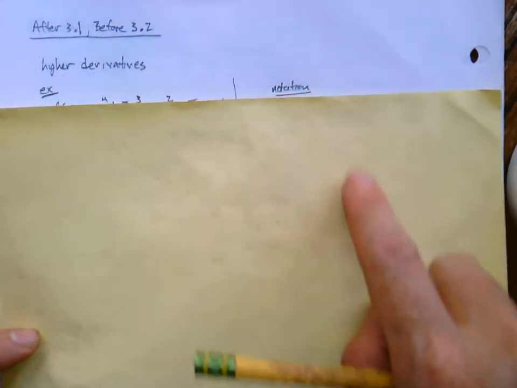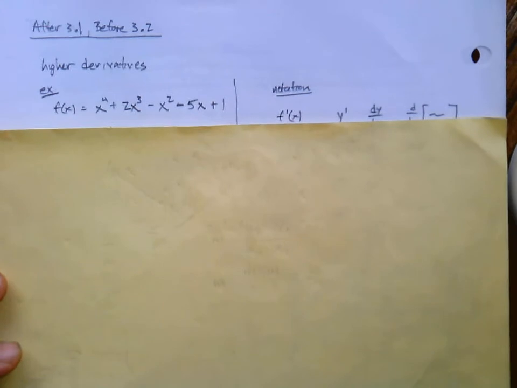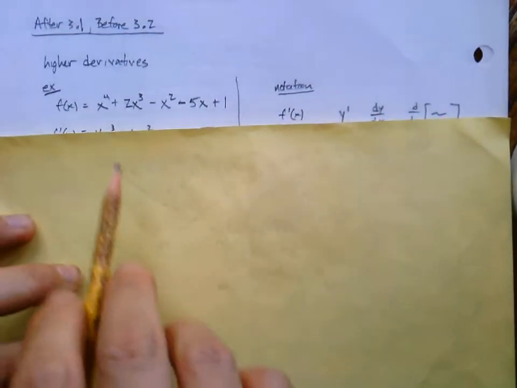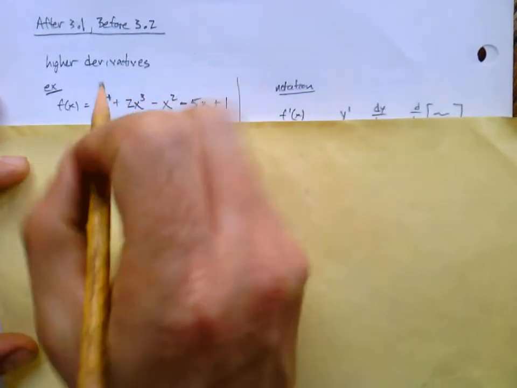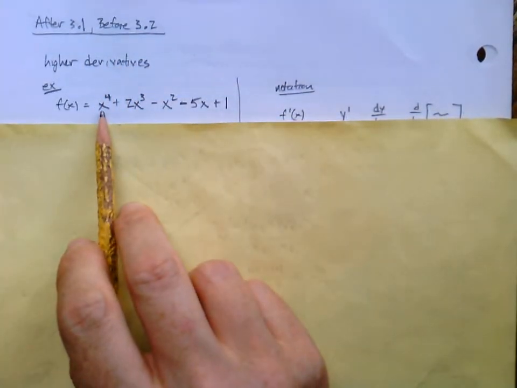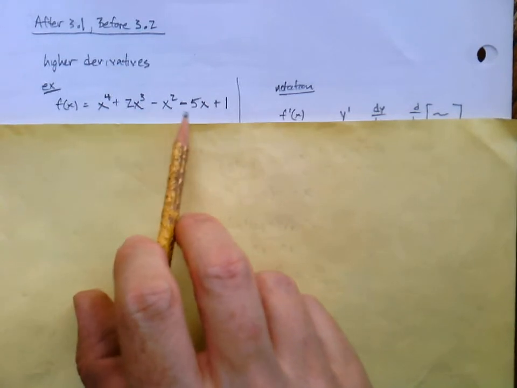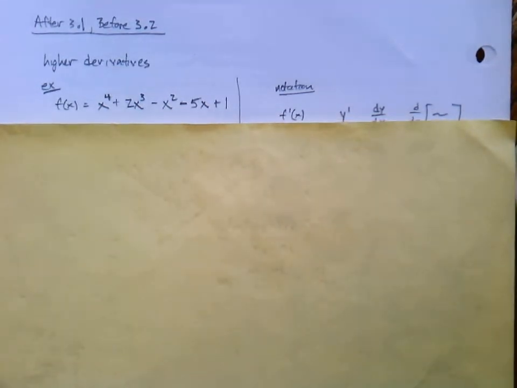What are higher derivatives? Well, we know about taking what we might now refer to as the first derivative, or the derivative, but it turns out you can take the derivative of derivatives. So I want to start with an example, and you're going to see some notation up here. I'll speak to that afterwards. A polynomial is a good place to start. Let's say we have f of x equal to x to the fourth plus 2x to the third minus x squared minus 5x plus 1.